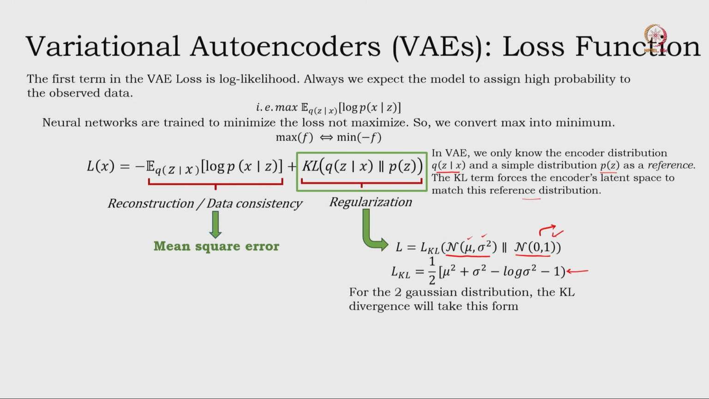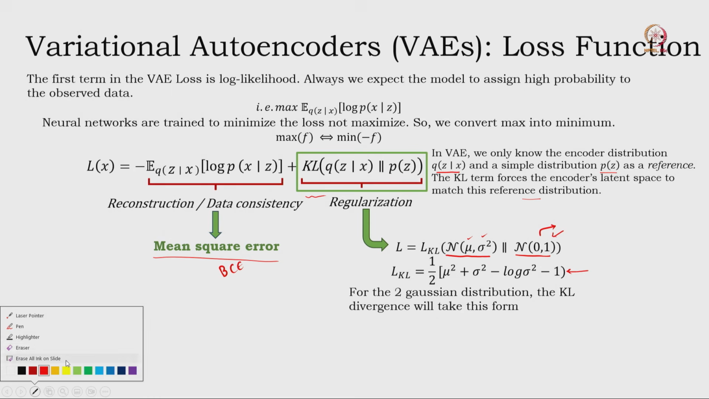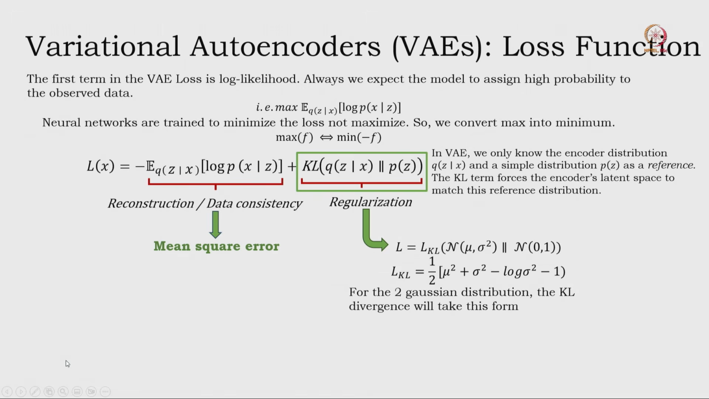So this is the loss function of VAE, where the first term can be a mean square error, or it can be a binary cross entropy term, which is mainly focusing on how good the reconstruction is. And the second term is a regularization term, which is ensuring that two distributions are as close as possible.